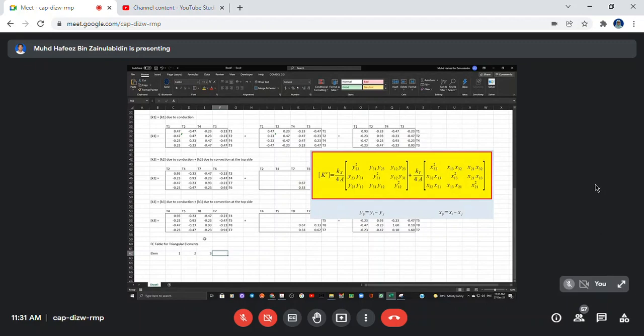Okay, 1, 2, 3 here is node 1, node 2, node 3. K, A, and then K over 4A. Y23, we do this in a different table.